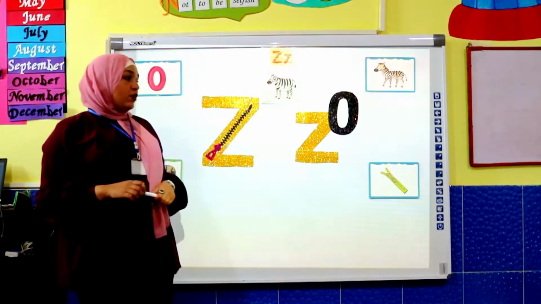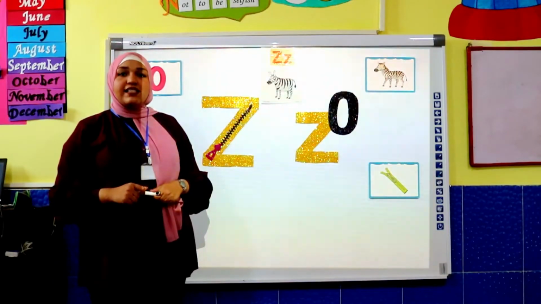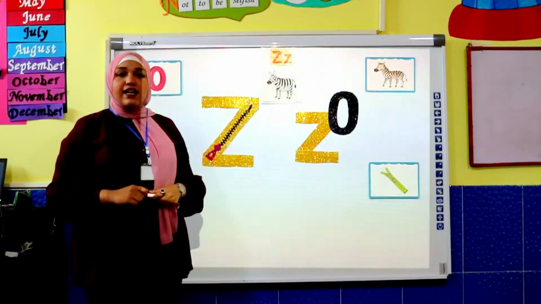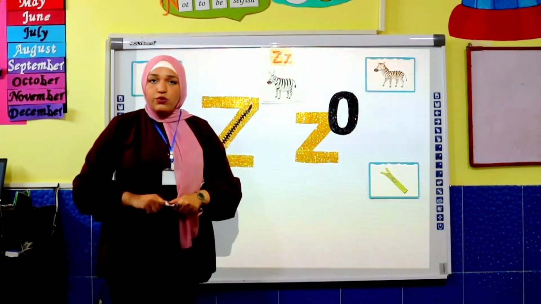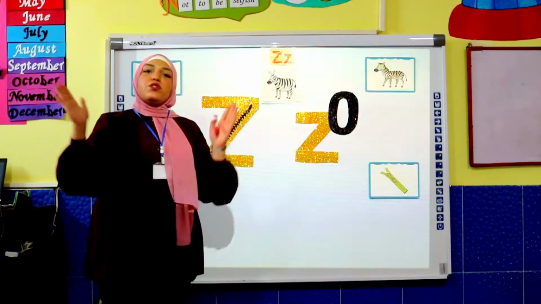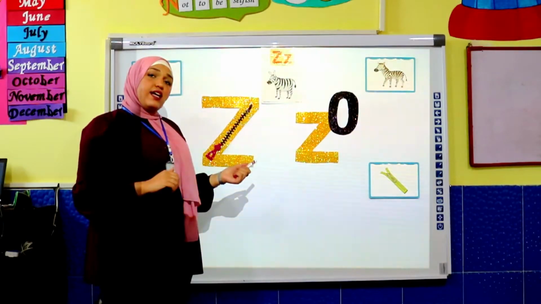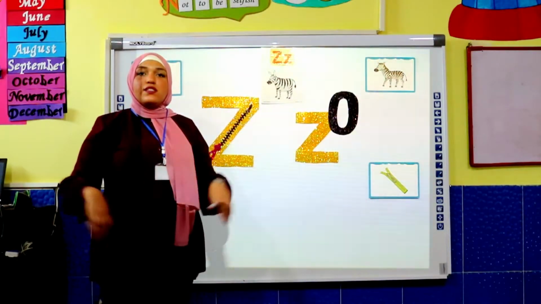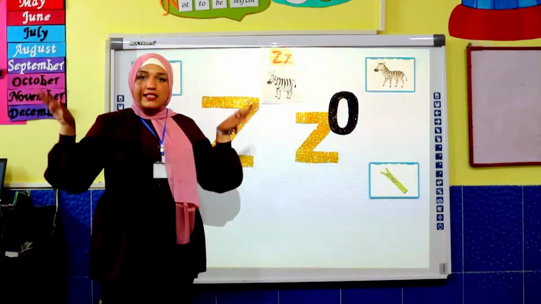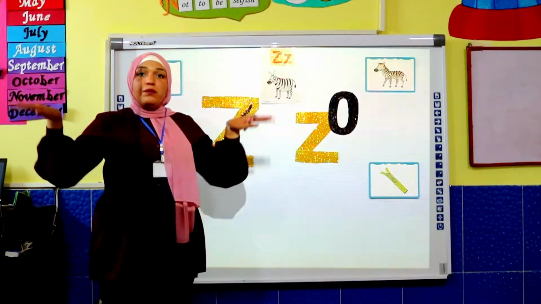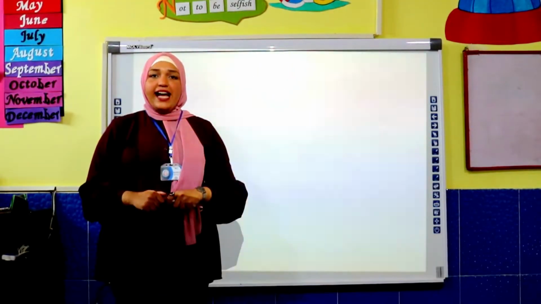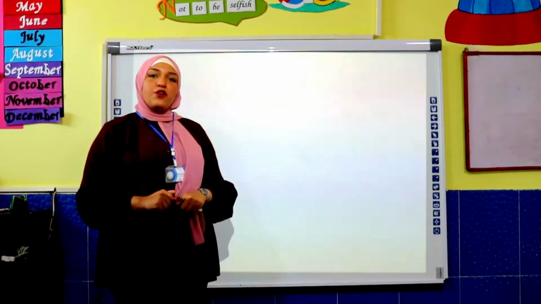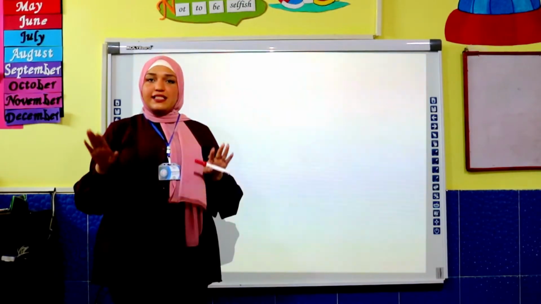KG, remind me, what is this letter? Excellent. This letter is letter Z. But when I ask you what is this sound, you know that the sound is the small case between two slashes. What is this sound? This sound is the sound Z. Z. Make the action with me. Z. Z. Excellent, KG.